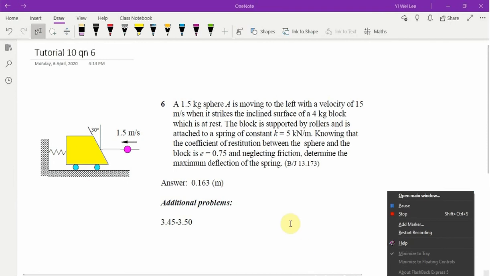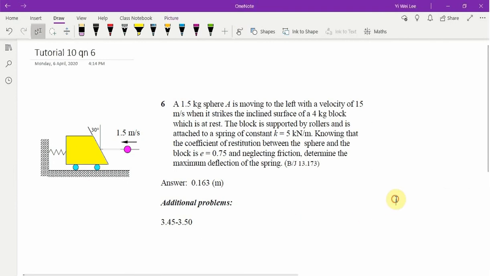Okay, so now we're going to continue with tutorial 10, question 6. For this question itself, I'm not going to do a lot of explanation, just going to briefly glance through it so that you guys know what's going on.